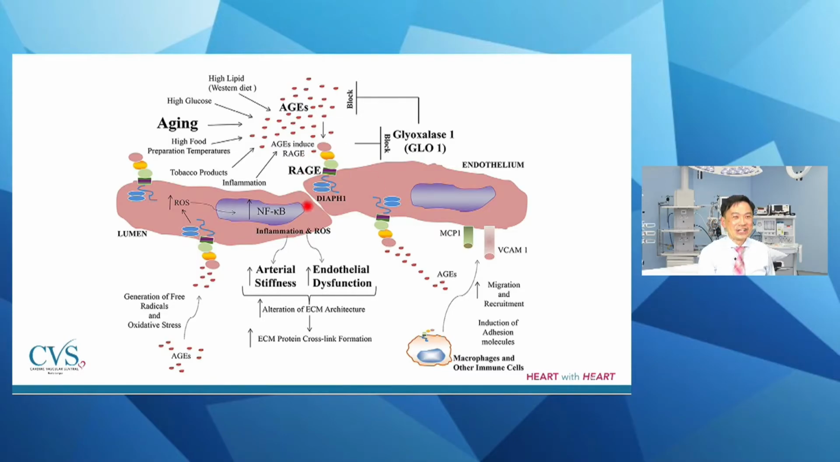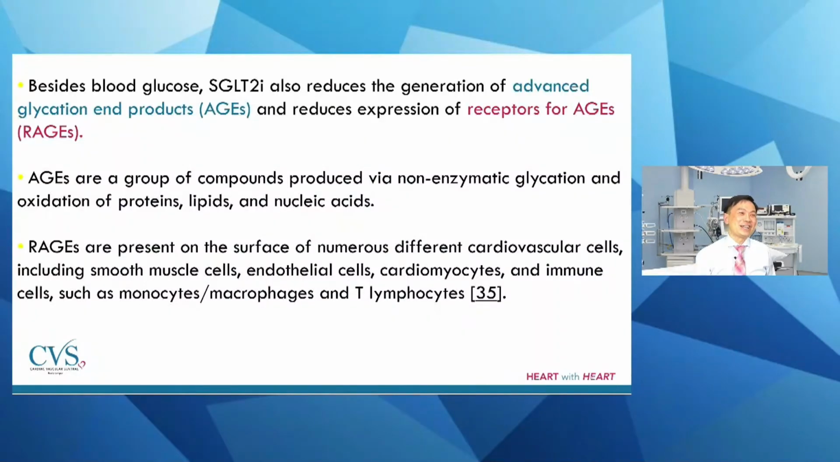AGEs and RAGEs. So, what are AGEs? AGEs are advanced glycation end products, and RAGEs are receptors thereof. AGEs are compounds of proteins, lipids, and nucleic acids that have been glycated and oxidated. So, as you said, you don't want oxidized things, you don't want glycated things, and RAGEs are the receptors thereof, and they are present on cardiovascular cells such as smooth muscle cells, endothelial cells, cardiomyocytes.